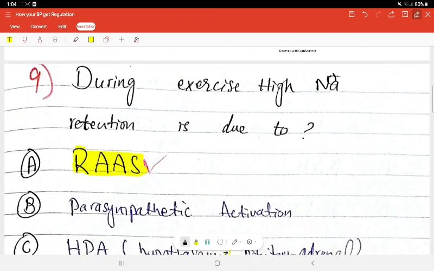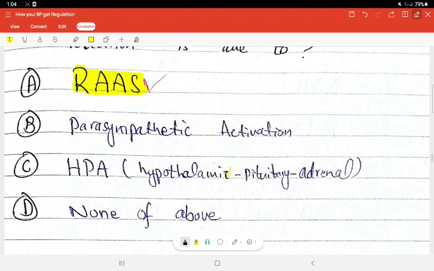Next, during exercise, high sodium retention is due to what? When a person exercises, sodium retention increases. See the reason: first the RAS mechanism, second parasympathetic activation, third the HPA, hypothalamic pituitary adrenal axis, and last none of the above. So the correct one is the RAS mechanism.